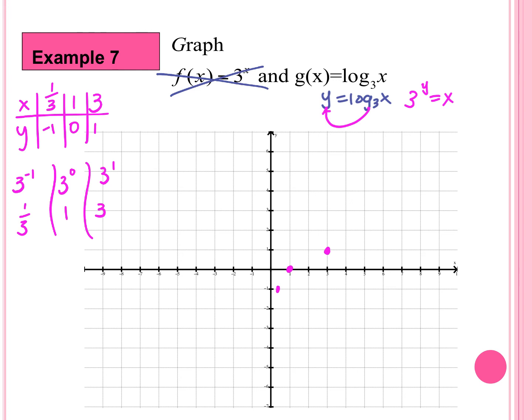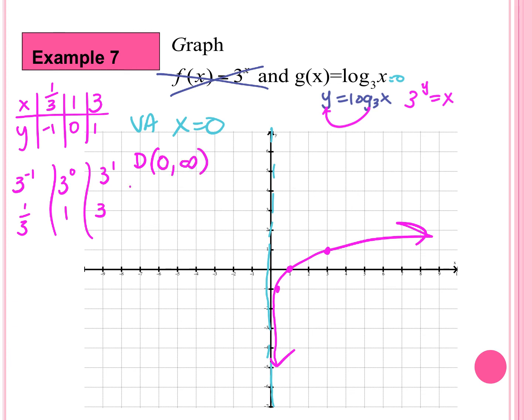Is there a horizontal shift here? No. So my vertical asymptote is at x equals 0. I would set that equal to 0. Vertical asymptote, x equals 0, which means my curve goes as close to that axis as possible without touching it. Domain is 0 to positive infinity. Range is all real numbers. X-intercept comes from the graph or the middle point on my t-chart, (1, 0).